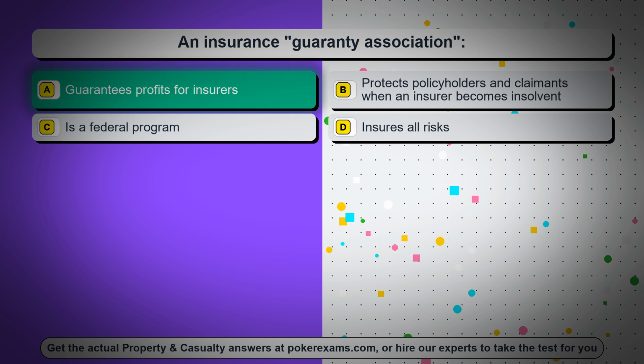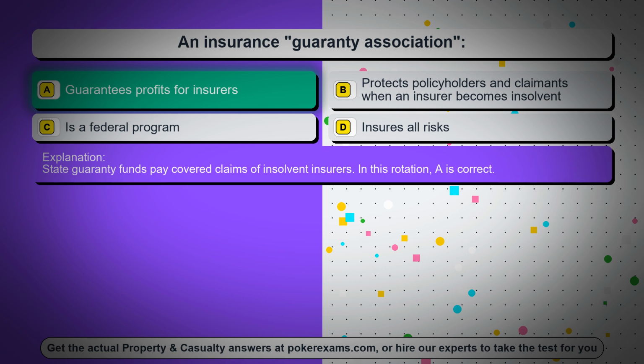The correct answer is option A, guarantees profits for insurers. State guarantee funds pay covered claims of insolvent insurers. In this rotation, A is correct. Question 13.